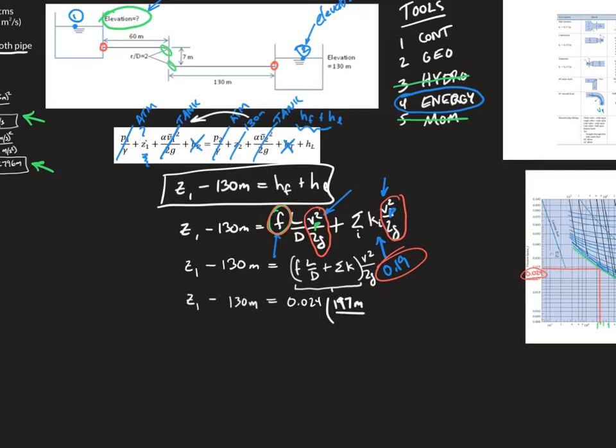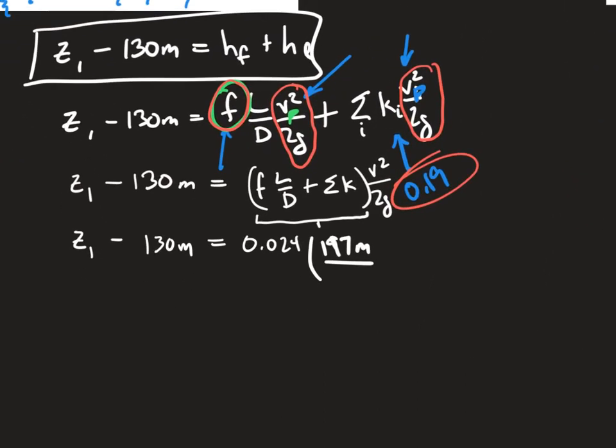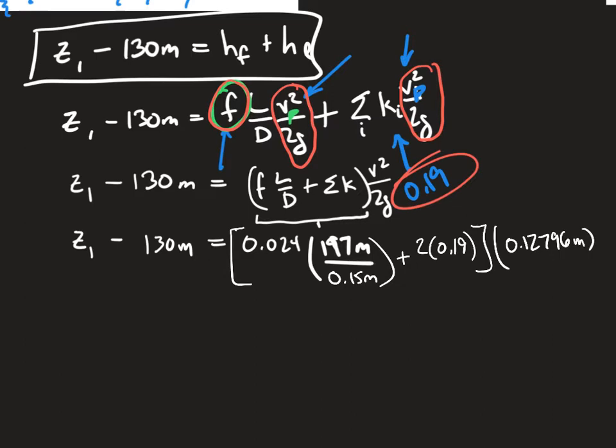Okay, divided by the width of the pipe, which is 0.15 meters. Plus the sum of the K's. Well, we've got two of those bends, so two of them at 0.19, that's our K. So all of this times our velocity head, which is 0.12796 meters. We can solve that, and Z1 is 134.08 meters. And since I only want 3 sig figs, we'll say 134 meters.